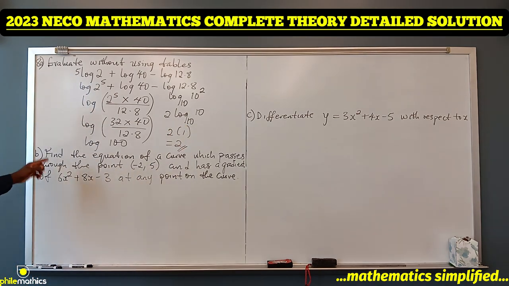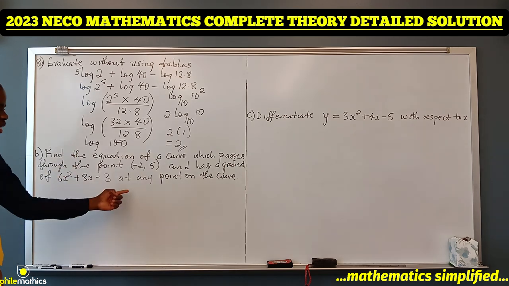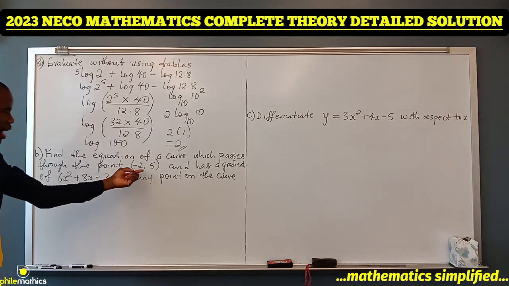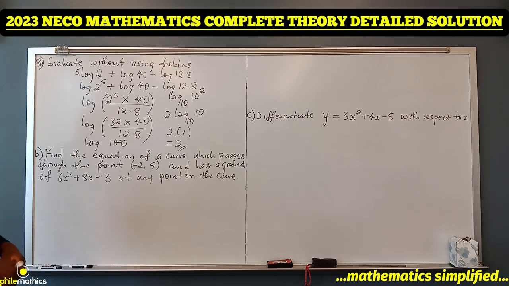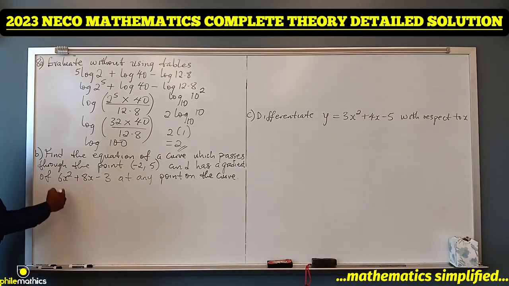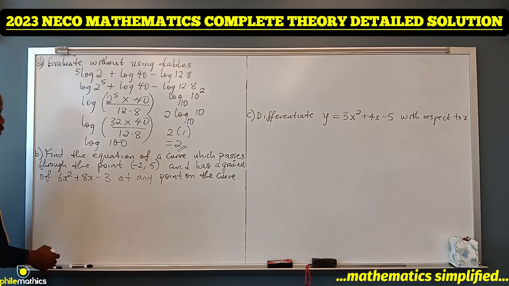B says find the equation of a curve which passes through the point (-2, 5) and has a gradient of 6x squared plus 8x minus 3 at any point on the curve. So the equation we are looking for has this as its gradient at any point on the curve, and this is a particular point on the curve. So we have to integrate this to get the equation of the curve.